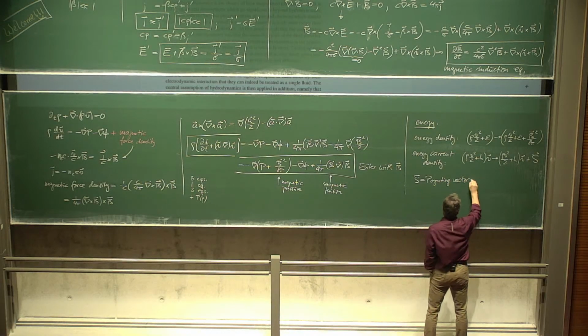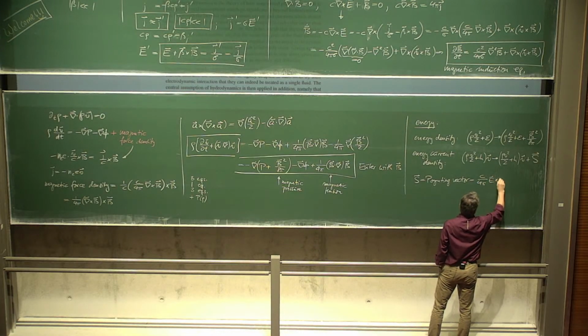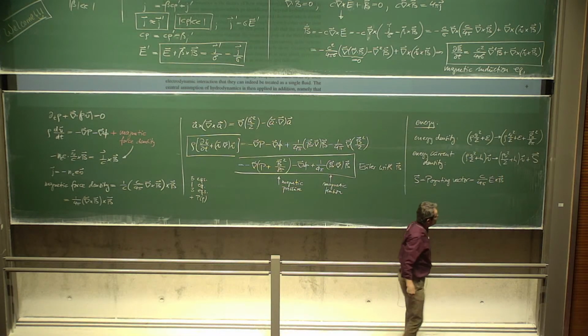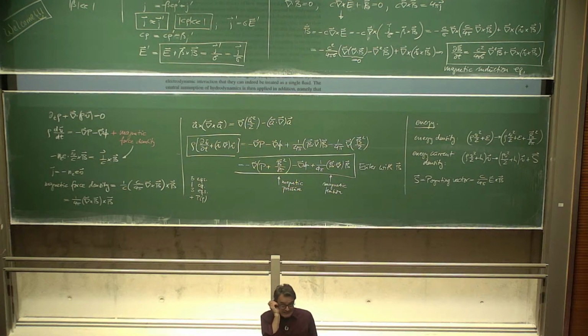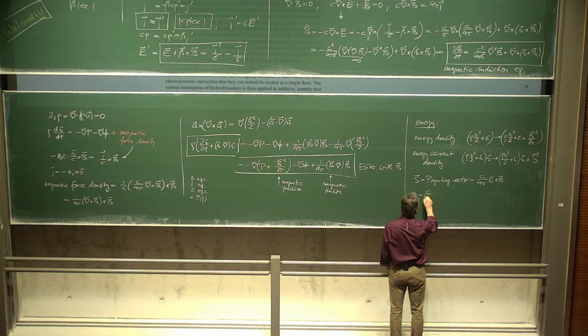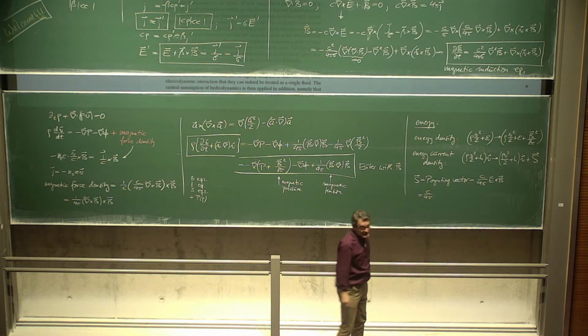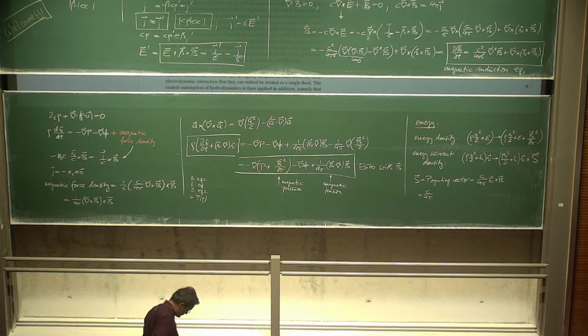Poynting vector. C over 4 pi times E cross B. What was E again? We had an expression for the electric field in the laboratory frame.